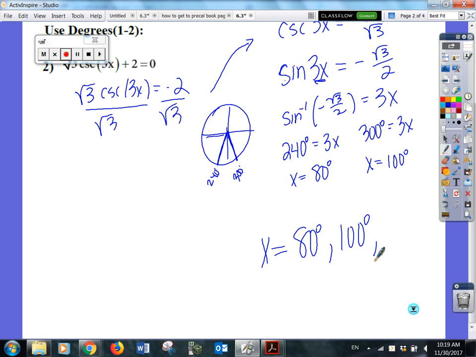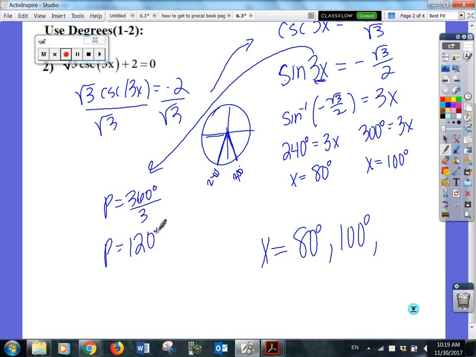The third answer is going to be not necessarily a rotation in this case because one rotation is 360 and our period is not 360. Our period right here is 360 degrees divided by 3. So that means instead of answers happening every 360 degrees, they happen every 120 degrees. So we've got to figure out what is the next value that happens 120 degrees from a value.